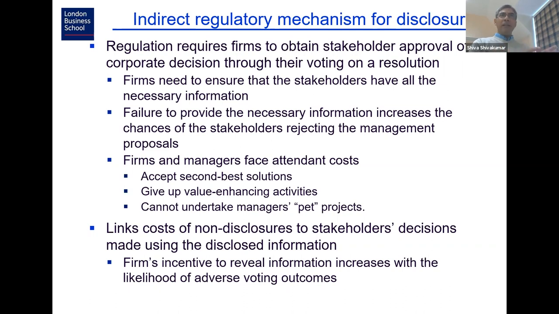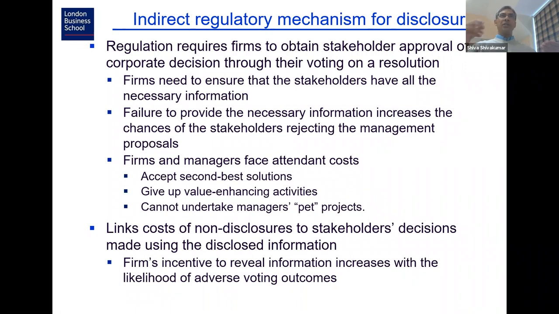Because of these costs, the management is going to have the incentive to be very transparent to the shareholders, to try and make them understand why it is optimal for the shareholders to vote in favor of that particular proposal. So effectively, this mechanism, the indirect regulatory mechanism, works by linking the cost of non-disclosure to the outcome of the information that has been disclosed. What do I mean by that? The outcome of the information that is disclosed in this particular setting is the stakeholder voting. And if companies do not provide appropriate information, then they are not going to get the outcome from the decisions.